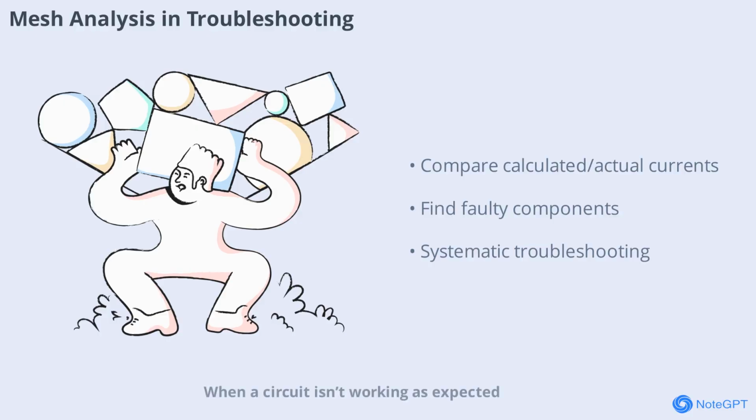When a circuit isn't working as expected, mesh analysis can help you pinpoint the problem. By calculating expected currents and comparing them to actual measurements, you can identify faulty components or wiring errors. This systematic approach saves time and increases your chances of a successful repair.